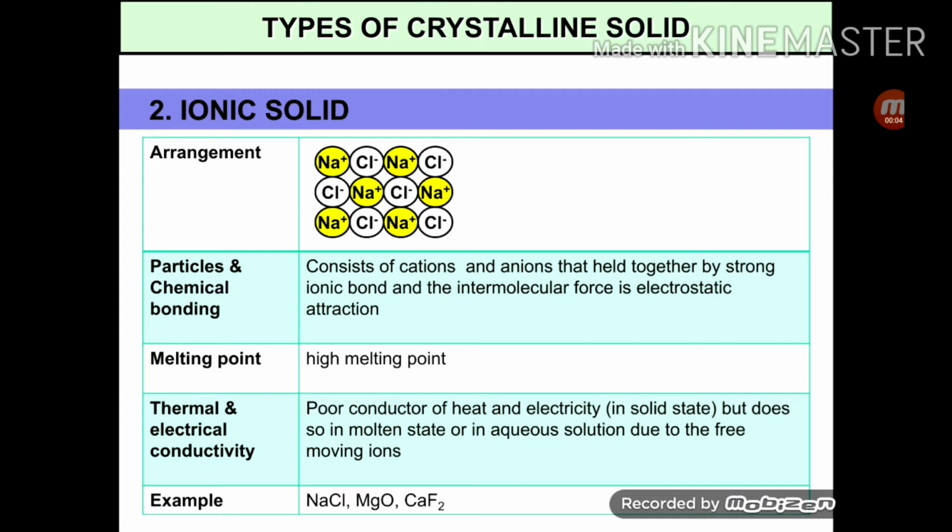Ionic solid. Ionic solid consists of cations and anions that are held together by strong ionic bonds. The melting point of ionic solid is high, and ionic solid is a poor conductor of heat and electricity in solid state, but a good conductor of heat and electricity in molten state or in aqueous solution due to free moving ions. Examples of ionic solid: NaCl, MgO, CaF2, and etc.